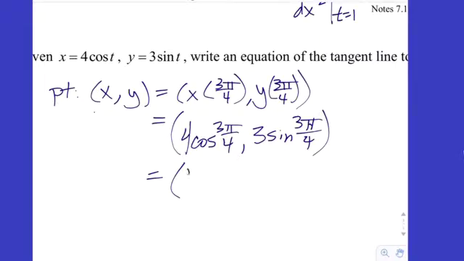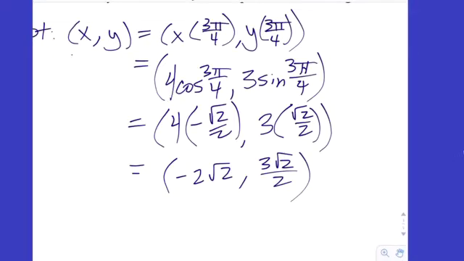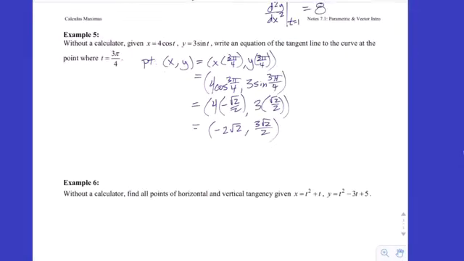But let's review the unit circle. Cosine of 3π/4 is what? Negative. Good. Negative square root of 2 over 2. It's in quadrant 2. And then sine of 3π/4, also in quadrant 2, is positive square root of 2 over 2. So one of them simplifies a little nicer than the other. The first point is negative 2 square root of 2. And the other one is, I'll just call it 3 square root of 2 halves. All right, so there's the point, several versions of it. And now we need the slope at the point.